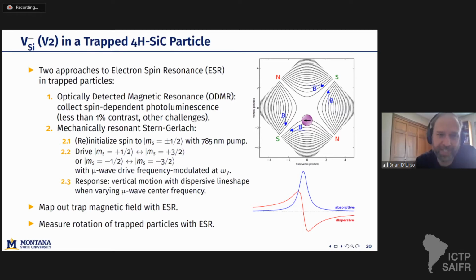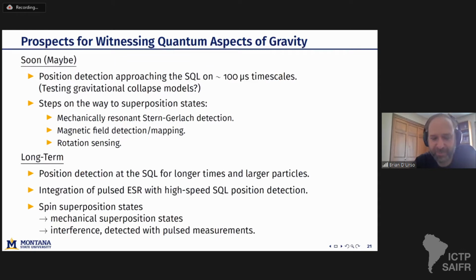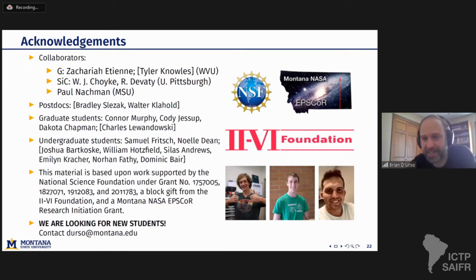And of course, what we'd really like to do, our long-term goal, is to make macroscopic superposition states and all of that. Although it looks hard, we're trying to build all of the pieces needed to do that in the long run. I'd like to thank funding agencies, especially NSF and the 2.6 Foundation, who have been funding my research for a while, and all the students who have worked on this.